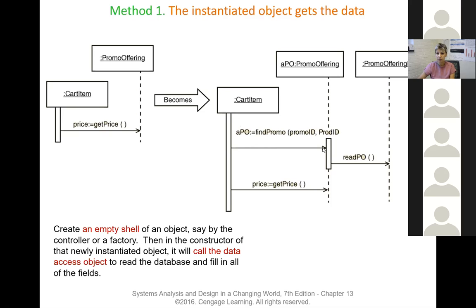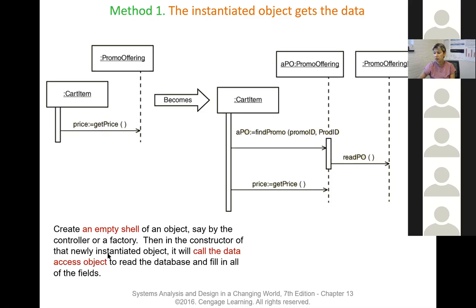I ask promotional offering, that's the domain layer object, I create an instance of it. And then that instance would be responsible to talk to the data access layer object to read the information about itself, and fill out the pieces in the object in memory. This is what we call method one. That's your option one. So create an empty shell of an object by a controller or a factory. Controller is the design pattern you know. Factory is a design pattern we haven't talked about.